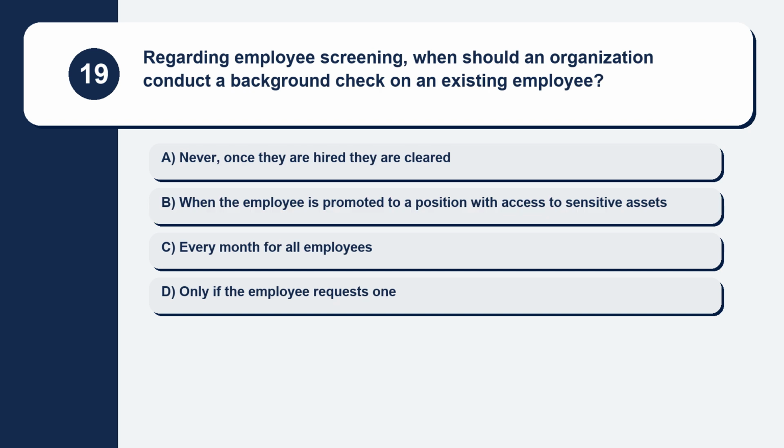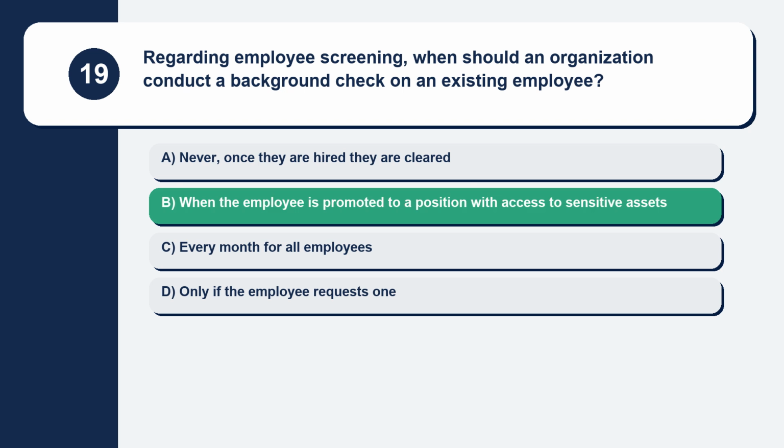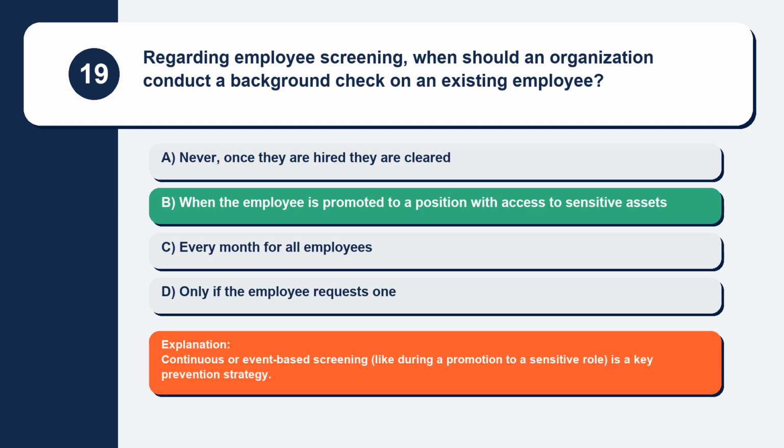Question 19. Regarding employee screening, when should an organization conduct a background check on an existing employee? Never. Once they are hired, they are cleared. When the employee is promoted to a position with access to sensitive assets. Every month for all employees. Only if the employee requests one. Continuous or event-based screening, like during a promotion to a sensitive role, is a key prevention strategy.